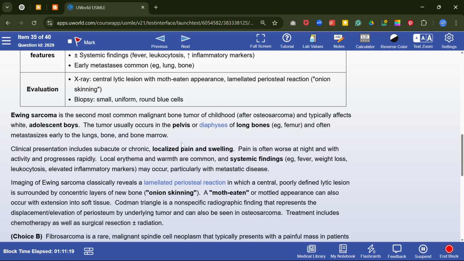Codman's triangle is a non-specific radiographic finding that presents with elevation and displacement of the periosteum by underlying tumor and can also be seen in osteosarcoma. Treatment includes chemotherapy as well as surgical resection or radiation.